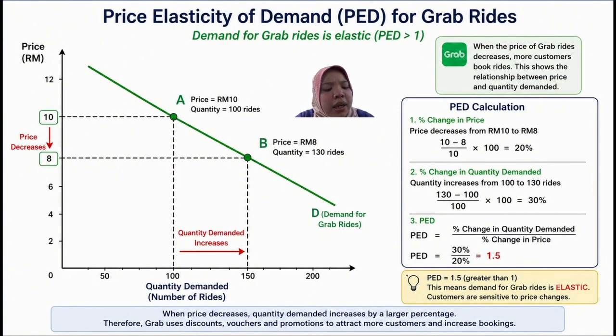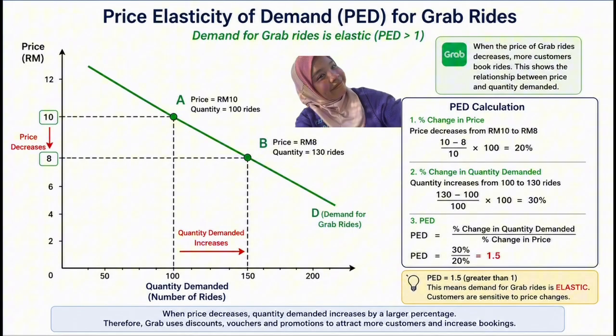The movement happened along the same demand curve because only the price changed, while other factors such as income, consumer preference, and competitor price remain constant. Therefore, the graph demonstrates the law of demand. When price falls, quantity demanded rises. We can also make a calculation to find whether it's elastic or inelastic. We know that demand is elastic when the price elasticity of demand is more than 1. So we got 1.5. So basically it's elastic because it's more than 1.